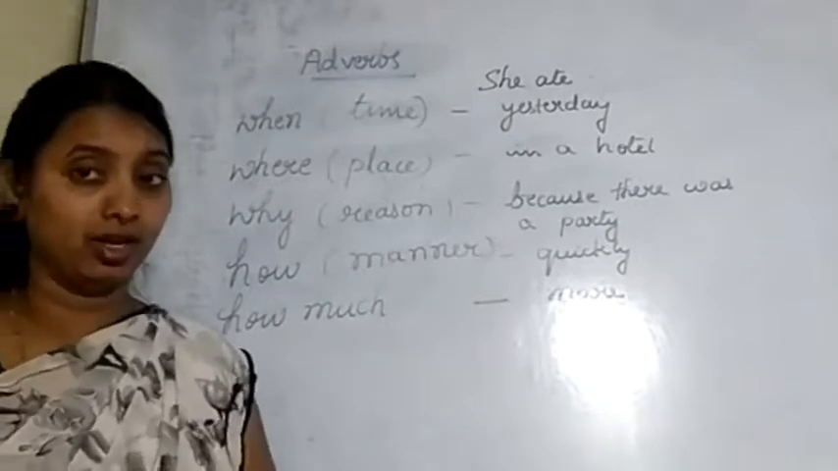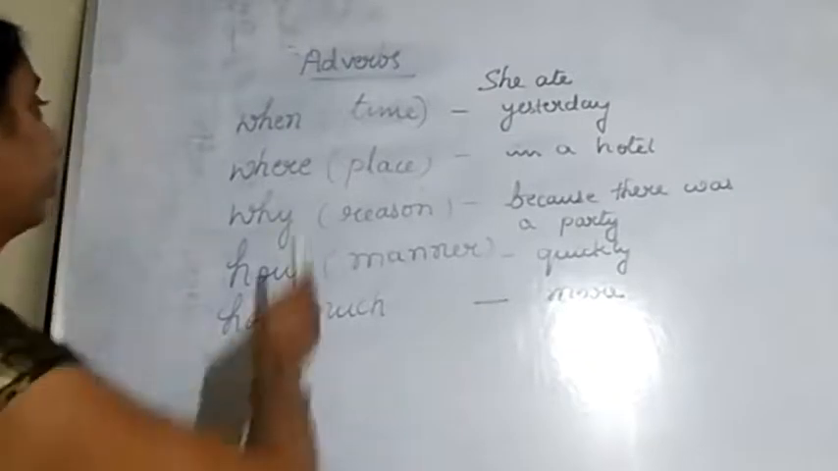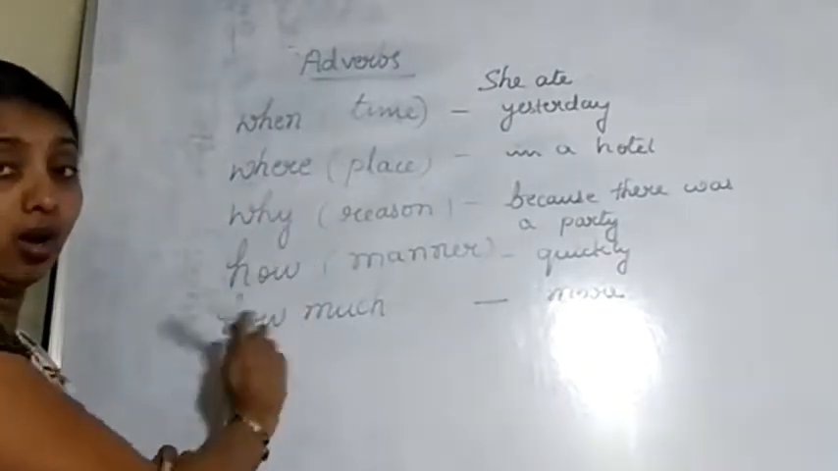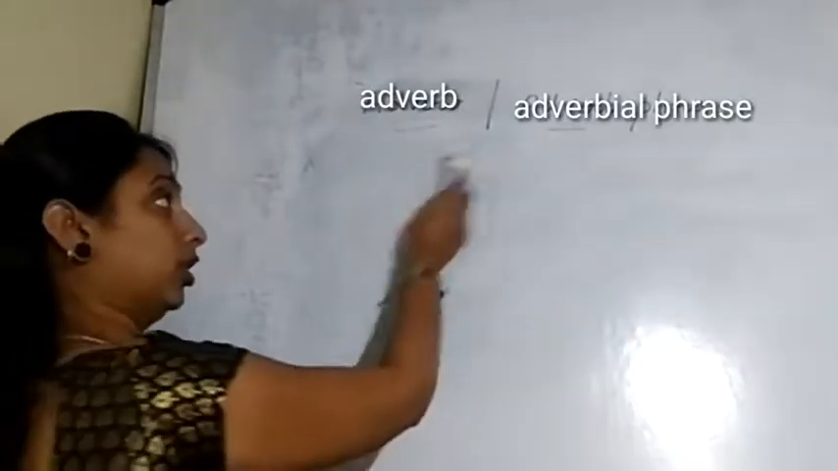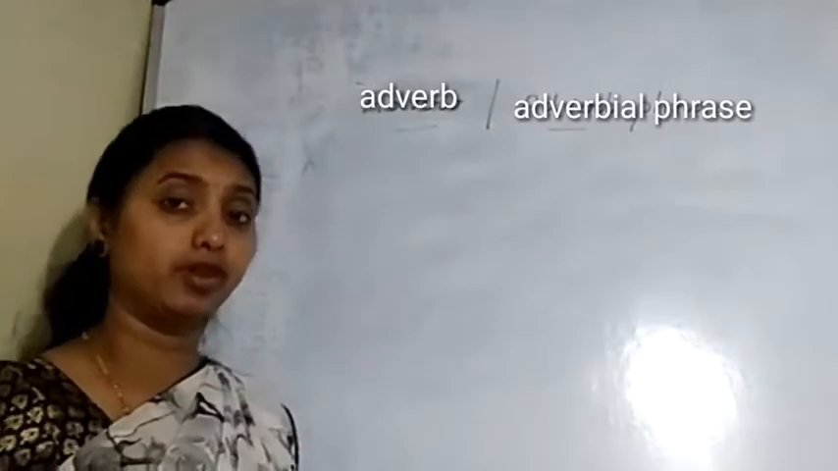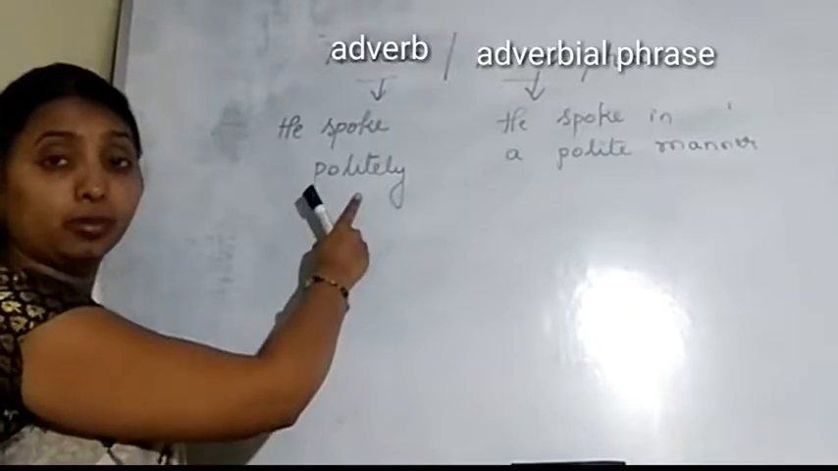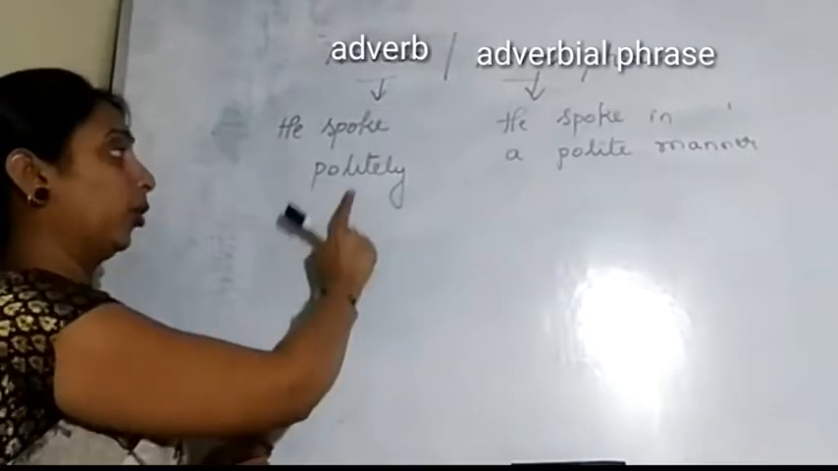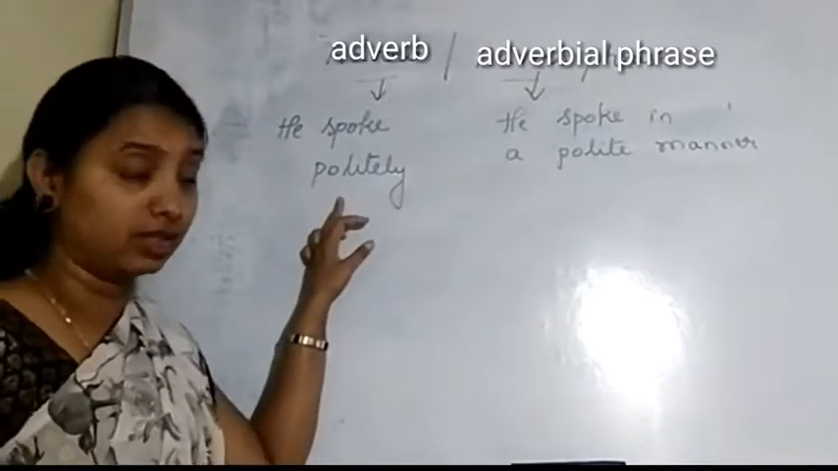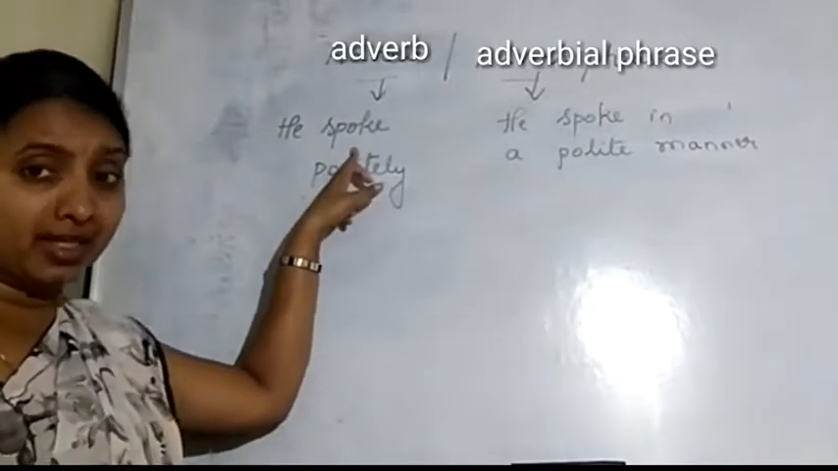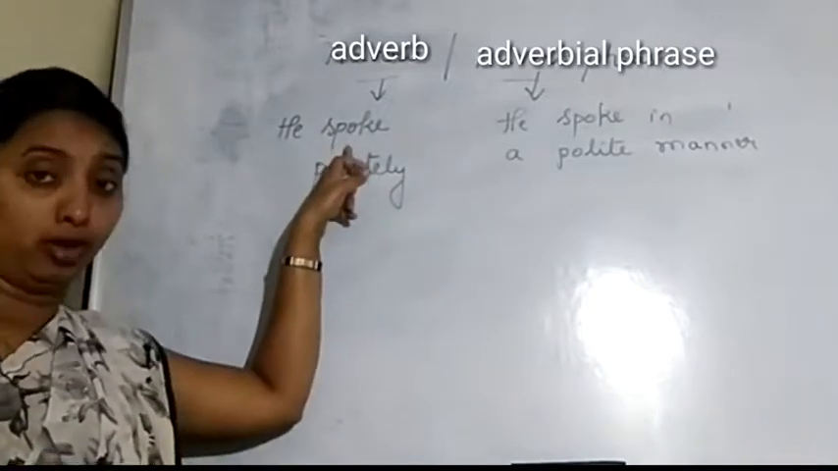I hope you understood. Adverbs are the words which describe verbs and give answers for when, where, why, how much. We had discussed previously in the videos what is a word and what is a phrase. Do you remember? Word means one word. See, here if I write politely, politely is a single word. So, he spoke politely. How did he speak? Politely is giving the answer for how did he speak. So, it's saying something about speak. Any word saying something about a verb is an adverb.